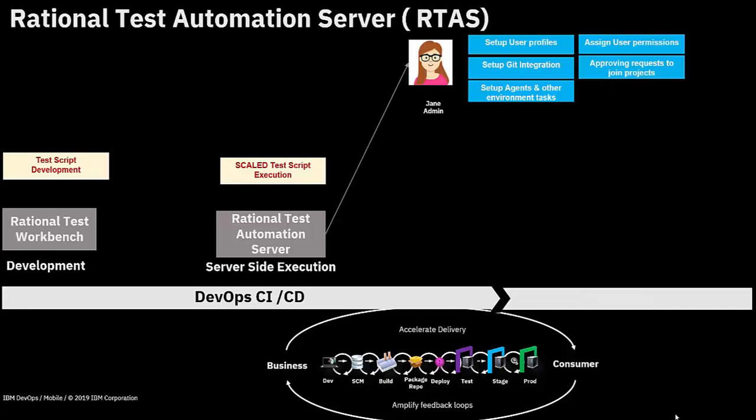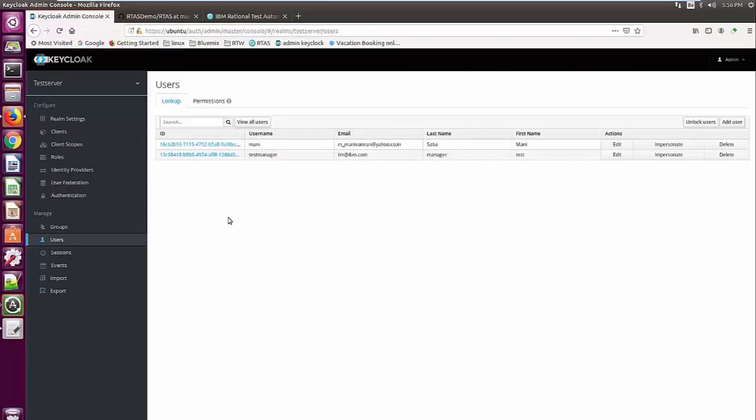She sets up the user profile. She assigns the user permissions and then she sets up the Git integration. She also sets up the agents and other environmental tasks, and she also approves the requests for new users to join the project. Jane creates a new user profile.